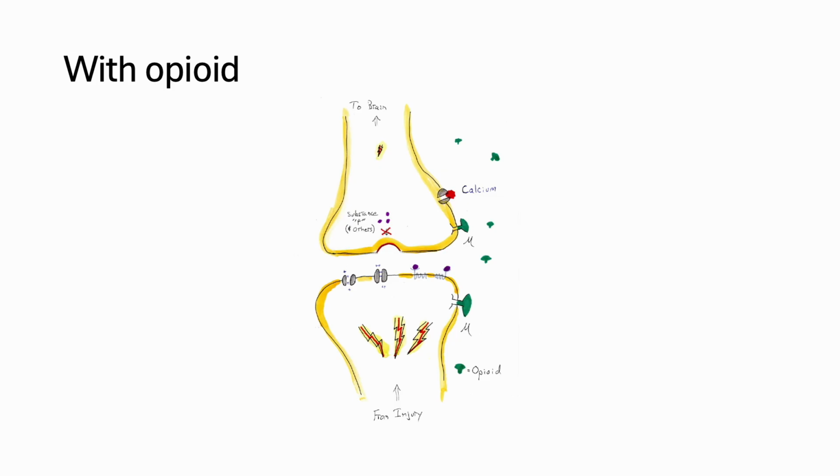What happens when we add an opioid to the equation? The little green mushroom-shaped figures are an opioid, could be an endorphin. They bond with those mu receptors and they essentially turn down the volume on that pain signal by reducing the amount of substance P that the receptor nerve lets go of.